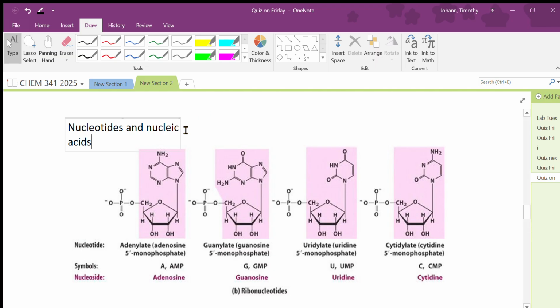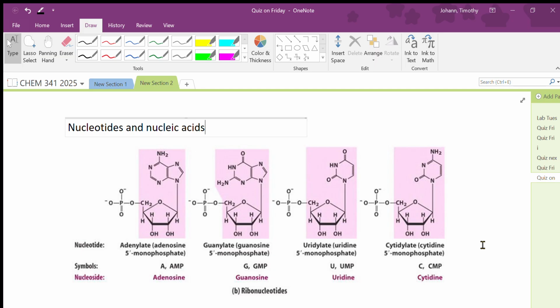So, nucleotides and nucleic acids. What we have down here are the ribonucleotides. There are 4 of them. In this picture, the pink is just the nucleoside, which is a nucleotide without the phosphate on it. Otherwise, remember, we talked about how you recognize these: you have a nitrogenous base attached to a ribose sugar, and that's attached to a phosphate. That's how you know you have these. You're going to need to know the structures and be able to draw them.